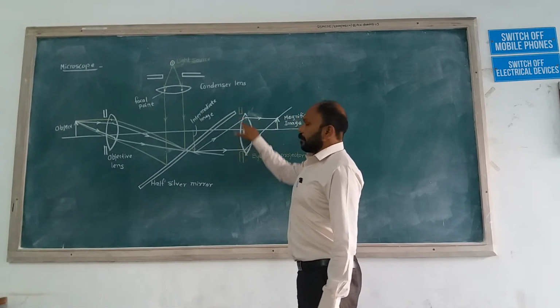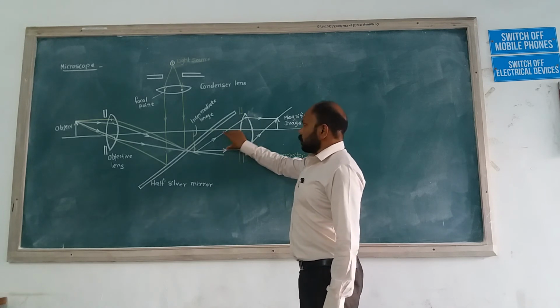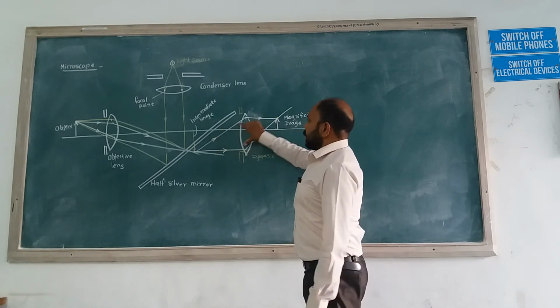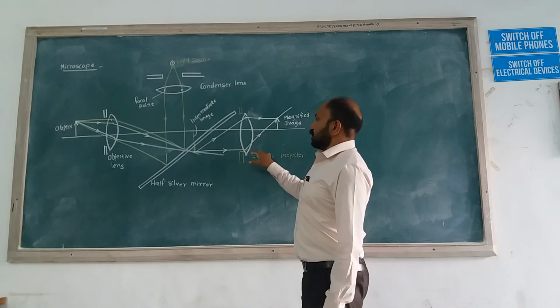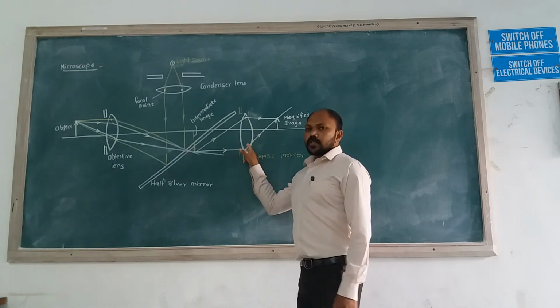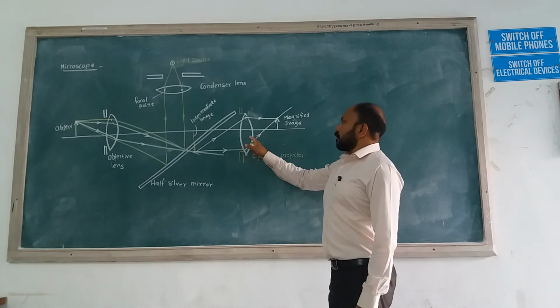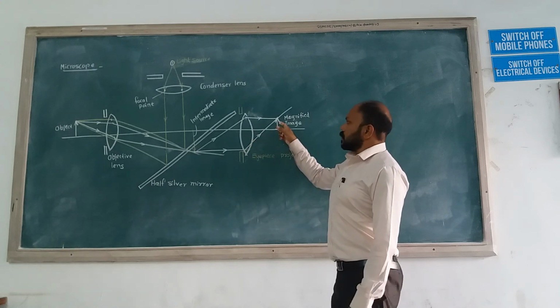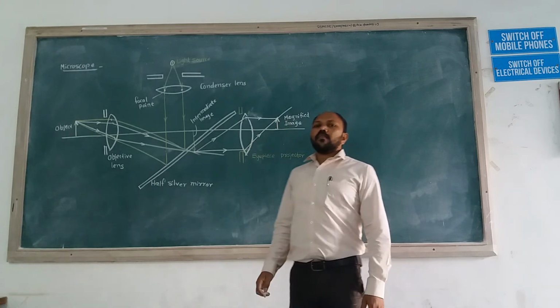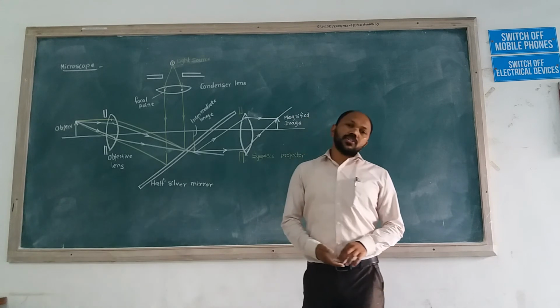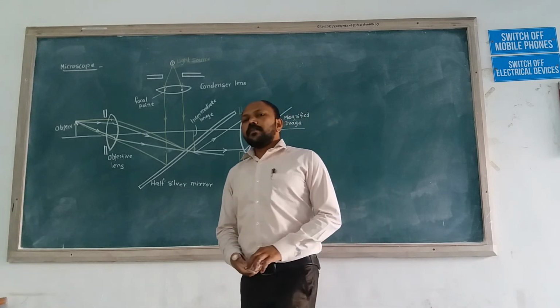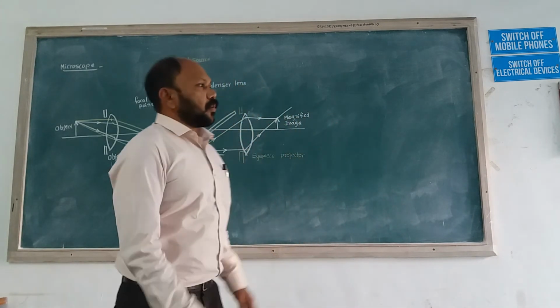Here also an aperture is provided. Through this aperture, the light passes and comes towards the eyepiece projector, and after the eyepiece projector it comes here, and here we get the final view or magnified image of the object. In this way, these are the important components.